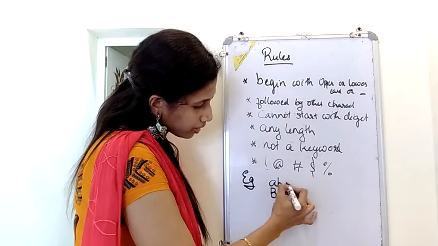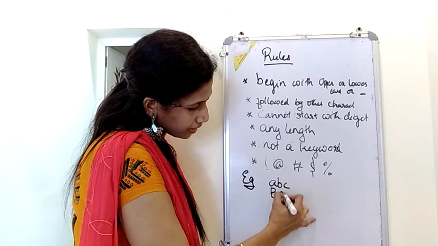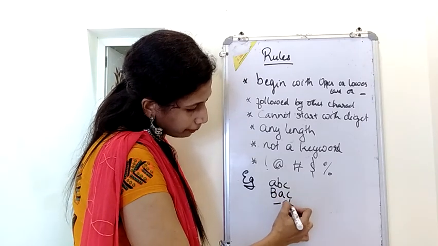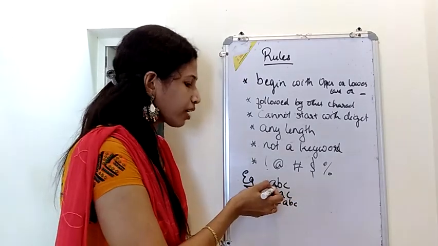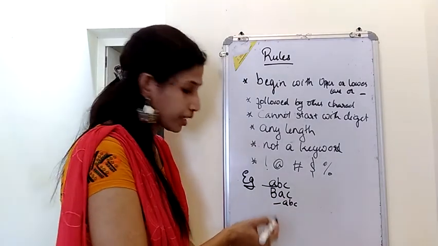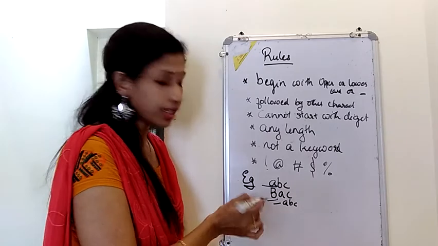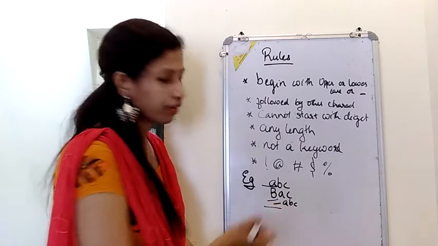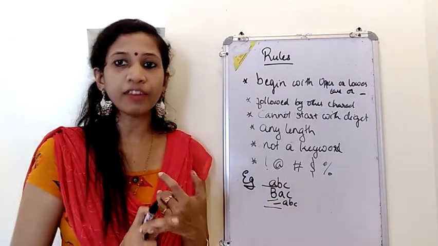ABC, bac, ABC. It can begin with a lowercase letter, otherwise it can begin with a capital letter, or it can begin with an underscore. That's the first rule.